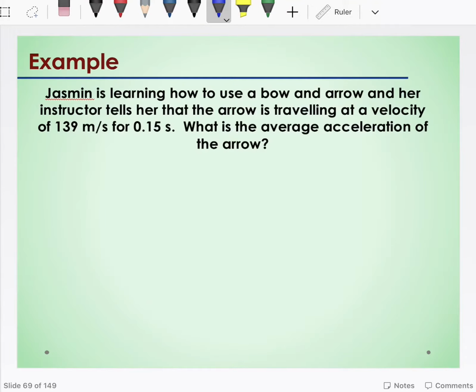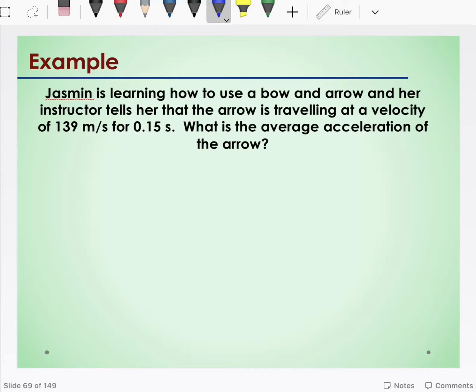All right, let's get into the examples. It's very important that you follow my model of how I write down all my information and show my work, because especially if you're planning on moving on in physics, they're not going to accept just answers.